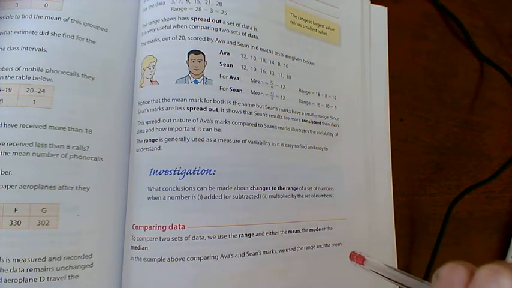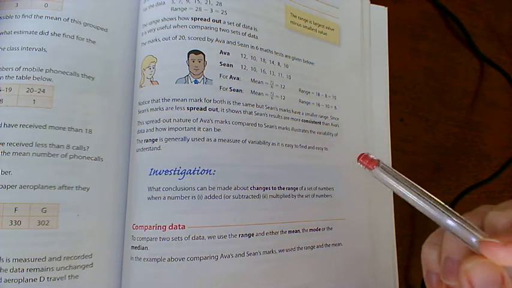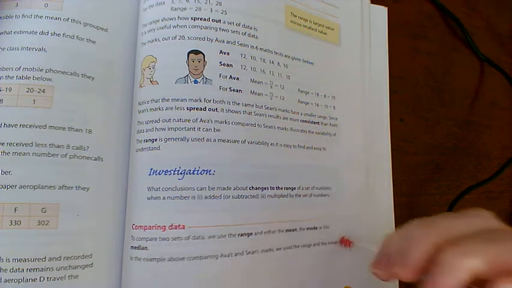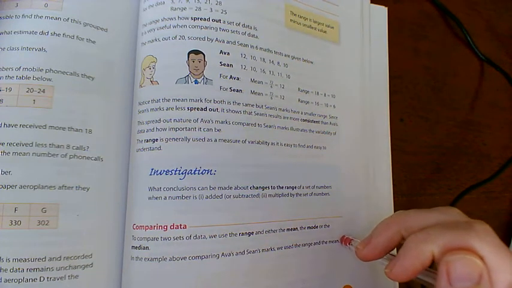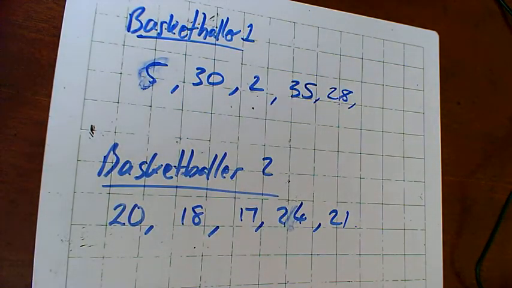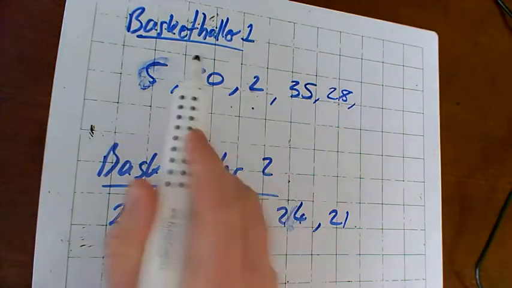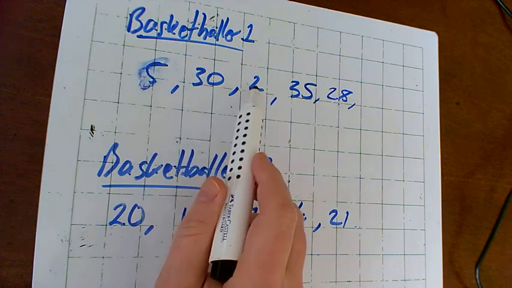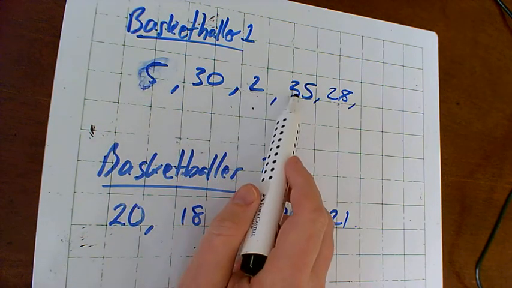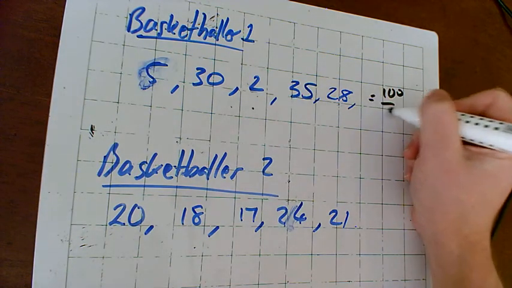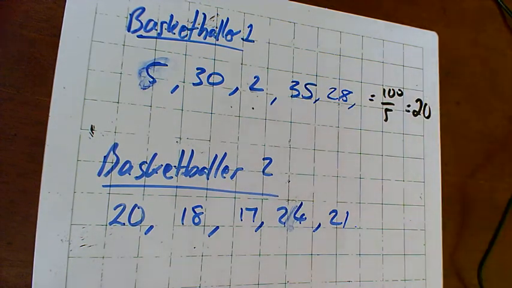Say for example you have a player over 5 matches. We're talking about basketball. Okay, we look at these two basketballers. Let's find the mean. Add them all up: 35, 37, 37 and 35 is 72, and 28 is 100. Divided by 5 equals 20. This guy has a mean of 20.